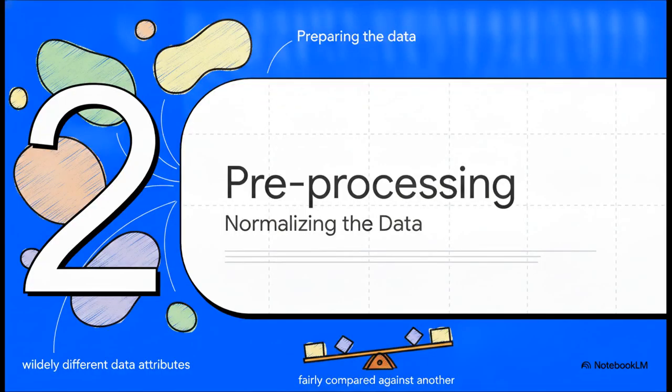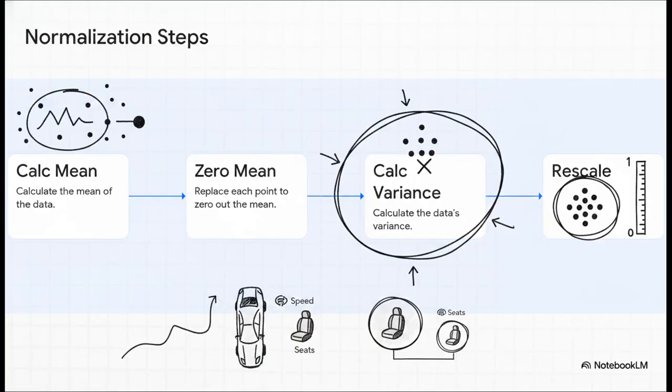Section 2. Pre-processing, normalizing the data. Now, before we can magically find that major axis, we have to prep our data. We need to level the playing field so that wildly different data attributes can actually be compared fairly. We do this through a pretty standard 4-step pre-processing routine. First, we calculate the mean of our data. Second, we replace each data point by subtracting that mean, basically zeroing out the mean of the entire dataset. Third, we calculate the variance. And fourth, actually, more specifically, we divide by the standard deviation to rescale the data to unit variance.